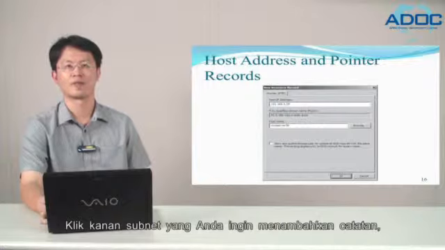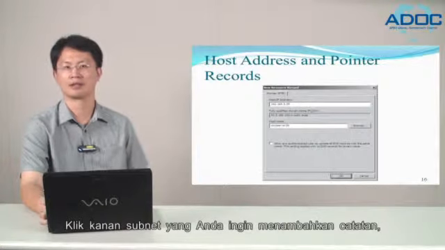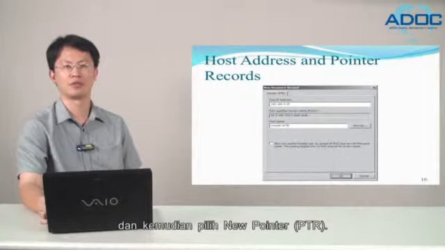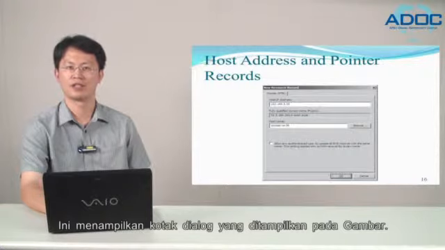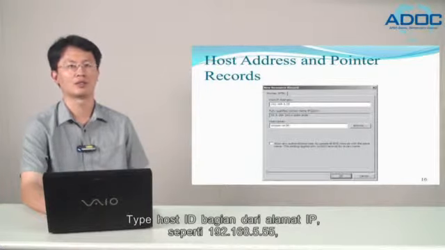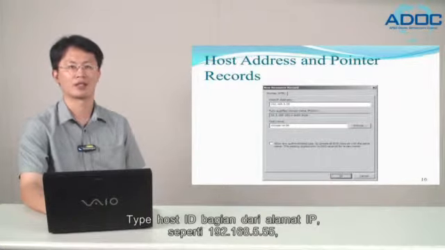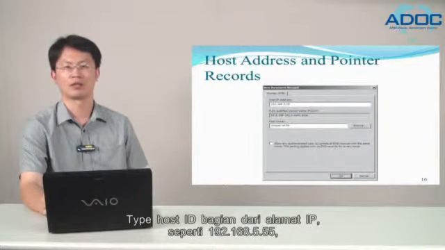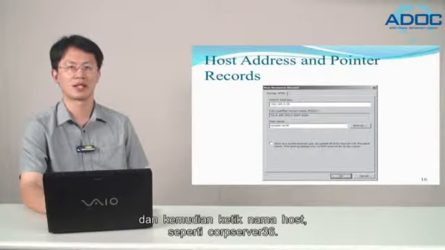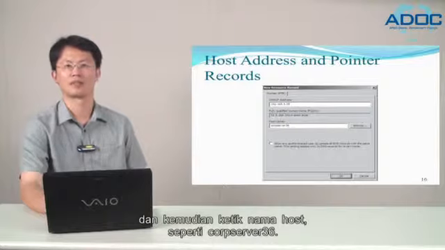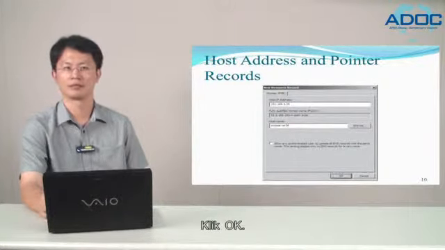And right-click the subnet to which you want to add the records, and then choose New Pointer (PTR). This displays the dialog box shown in the figure. Type the host ID part of the IP address, such as 192.168.5.55, and then type the host name, such as copserver36. Click OK.